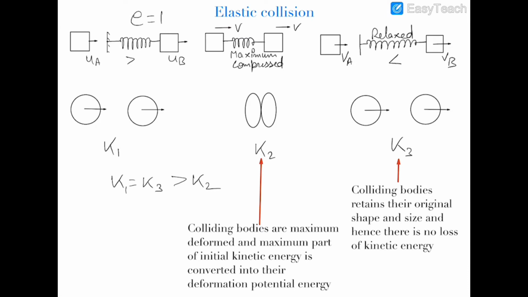Similarly, if there are two spherical objects colliding with each other, a time will come when their deformations will be maximum, and at that time the kinetic energy of the system will be minimum, because a major part of the initial kinetic energy is being converted into deformation energy of the balls.